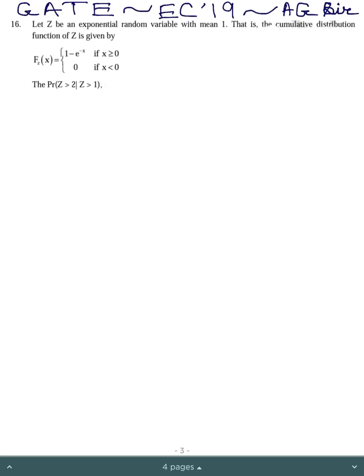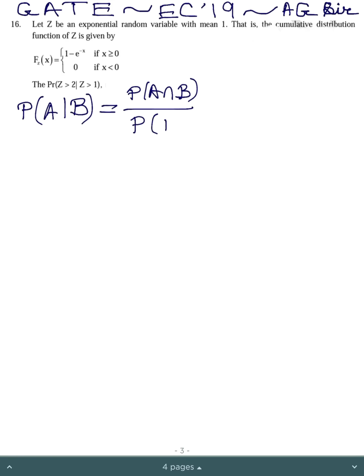That means the cumulative distribution function of Z is given by capital F as 1 minus e power negative x for x greater than or equal to 0, and equal to 0 for x less than 0. You have to find the probability that Z is greater than 2 given that Z is greater than 1. We know, as per the definition of conditional probability, the probability of the event A given that B has occurred is the probability of A intersection B upon the probability of B.